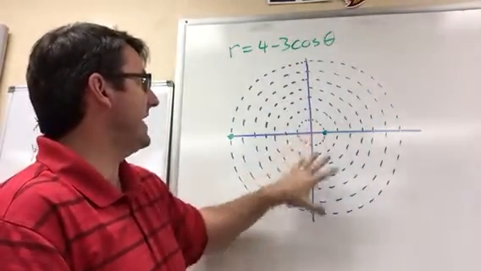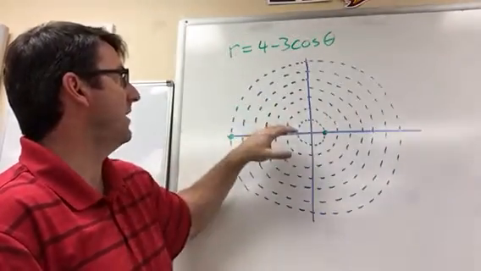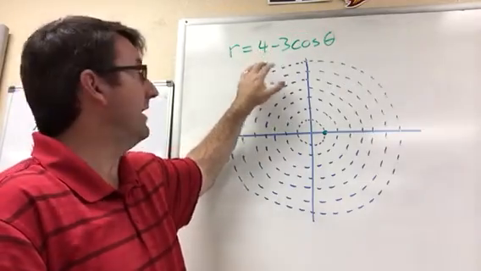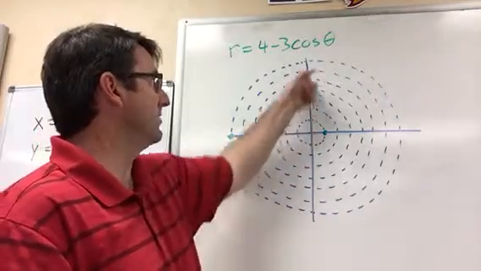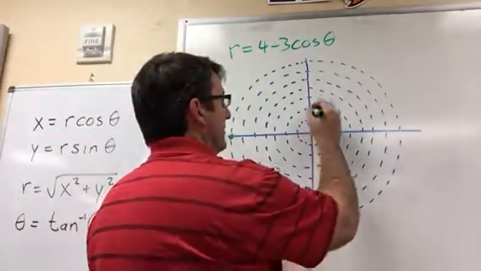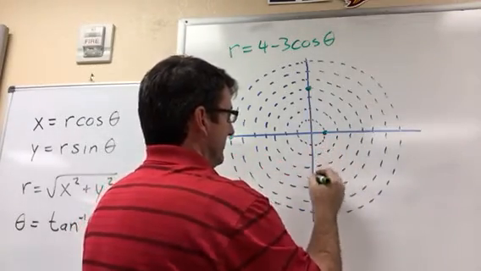All right, and then the last couple of points that we can graph here before we draw our shape is going to be given to us by our a value. This 4 tells us where it's going to cross the y-axis. So we're going to go up 4, 1, 2, 3, 4, and down 4 from the center, 1, 2, 3, 4.